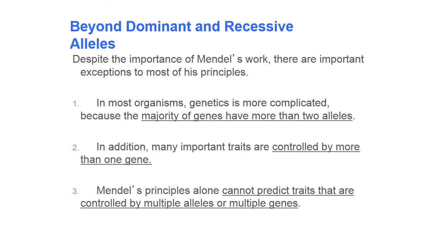and one of those is that many genes have more than two alleles. So for instance, blood types. You have an A allele, you have a B allele, and then you have an O allele. Many traits are controlled by more than one gene.